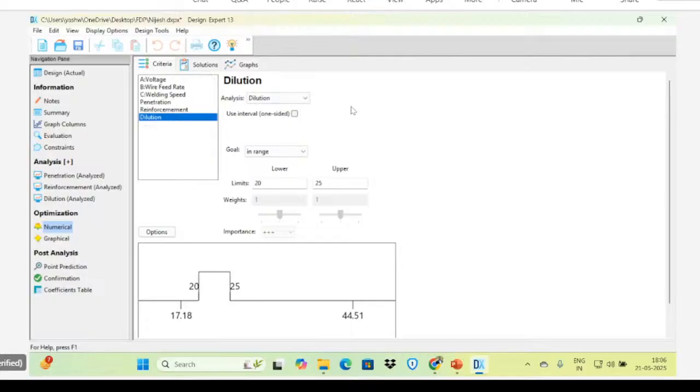And lastly, dilution. Dilution should be minimum, with the values being 17.18 and 44.51. I've taken the dilution as 20 to 25%. So with these goals, we have to set them. After setting these goals, we can go to the solution. The solution will be provided by the software itself.